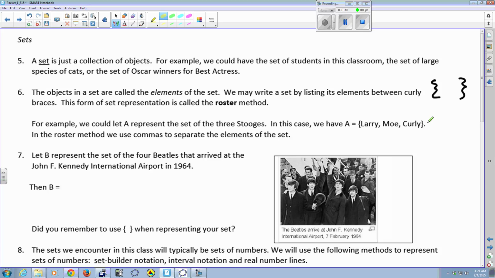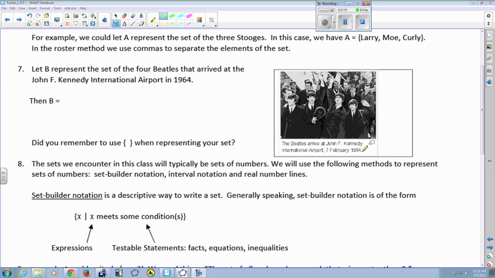Okay. So what I want you to do at your seats right now is let B represent the set of the 4 Beatles that actually arrived at the JFK airport in 1964. And to help you, I gave a little picture here in your lecture notes. So see if your table can come up with the names of those 4 Beatles in 1964. What do I write after the equal sign here? Oh yeah, I got to start with those curly braces or I'm in trouble because it doesn't represent a set, right? So who thinks they have all 4? Full names.